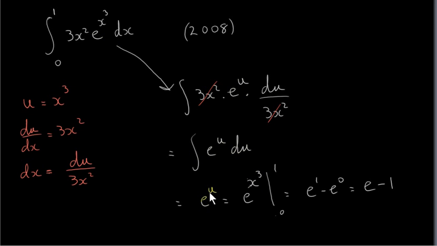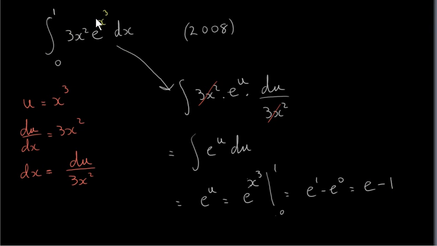We put back x cubed for u, and we use our original limits. So we put 1 in here, we get e to the power of 1 cubed, or e to the power of 1, minus e to the power of 0 cubed. Well, e to the power of 0 is just 1. So you can see how conveniently that worked out.